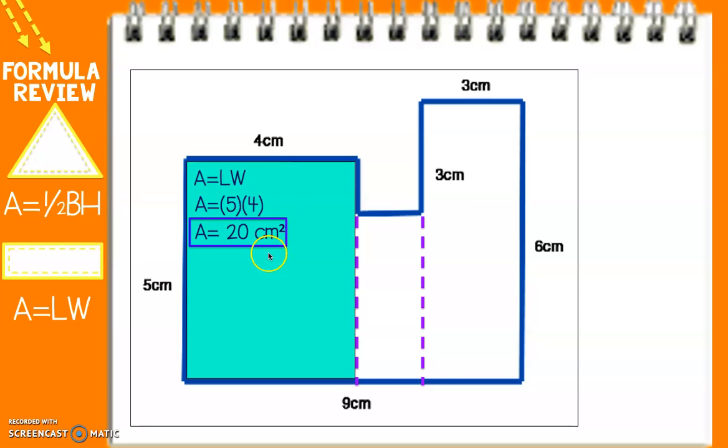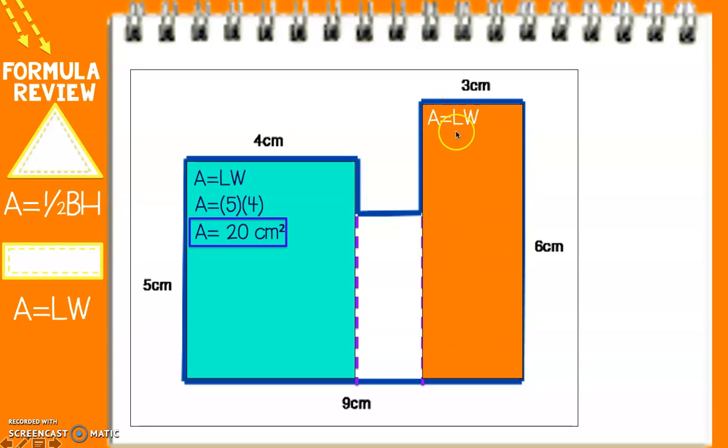Okay, now let's take a look at this box, or this rectangle. We're still going to be using area equals length times width. In this case, my length is 6 and my width is 3. So I'm going to substitute those side lengths. Area equals 3 times 6. When I multiply those out, I get 18 centimeters squared. Again, I'm going to put a box around that because I'm going to need it here in just a few minutes.